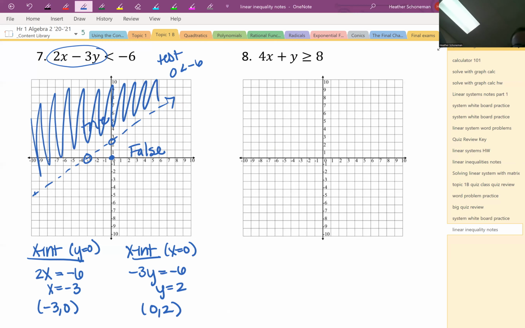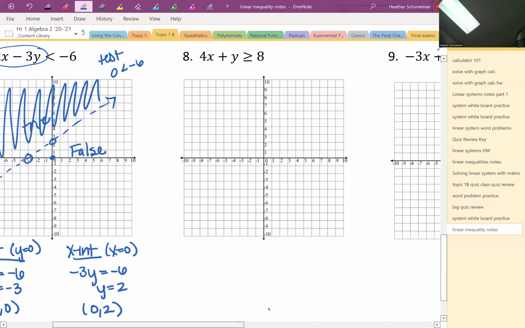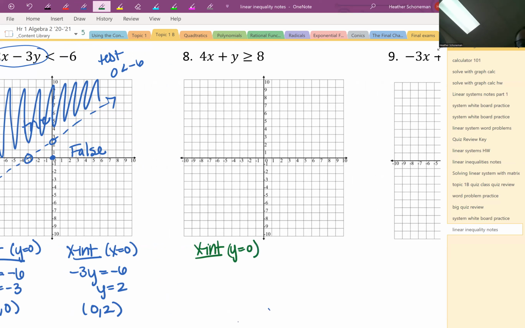All right, let's try this again. On the second one, we want to find our x and y intercepts. So the x-intercept is when y equals 0. So when y equals 0, that goes away. So I get 4x equals 8. So x is 2. So my x-intercept is 2, 0. And because it's less than or equal to, I'm going to have a solid point.